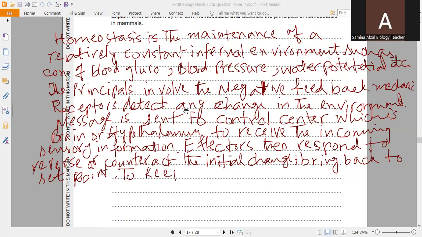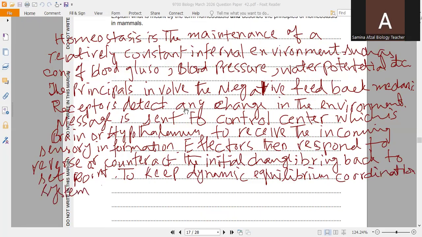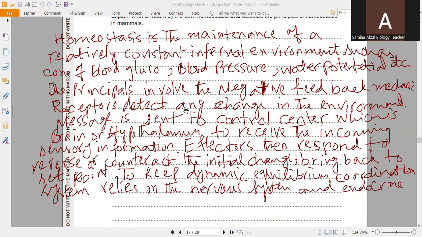Two key coordination systems maintain this dynamic equilibrium and relay signals. One relies on the nervous system, which uses electrical and chemical signals along neurons, and the other is the endocrine system, which consists of hormones, to transport the signals between receptors and effectors.